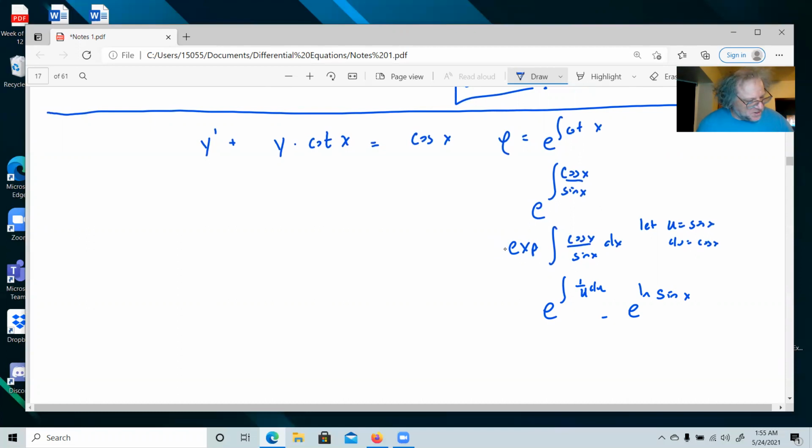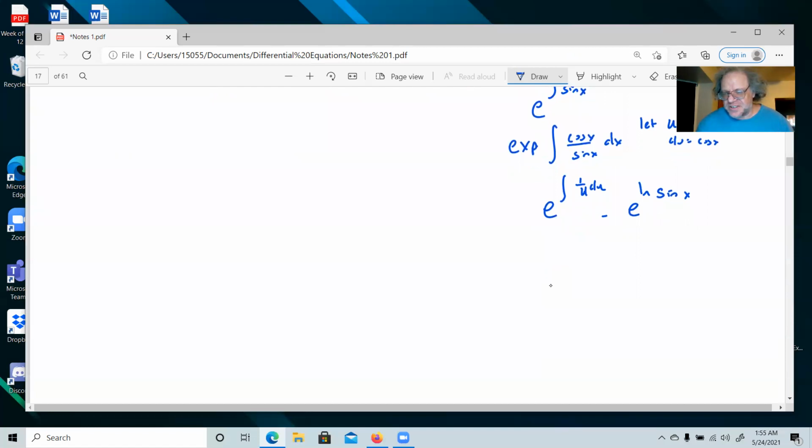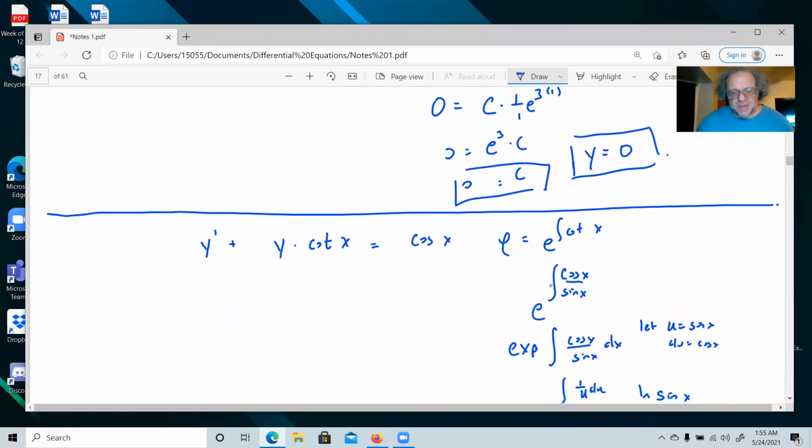Okay, is that what we're doing? Yeah, I think it is. And that's just e to the natural log of something is something. That's just sine x, isn't it? So that's my integrating factor, sine x. So back up here, we've got sine x times y tick plus y times, well, we have sine x here times cotangent. Cotangent was cosine x over sine x, wasn't it? And this is going to be equal to sine x cosine x, right?